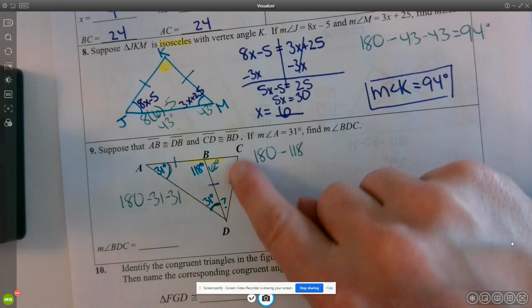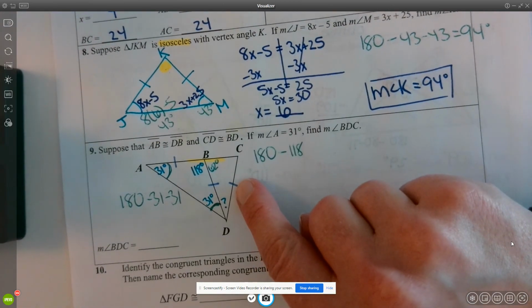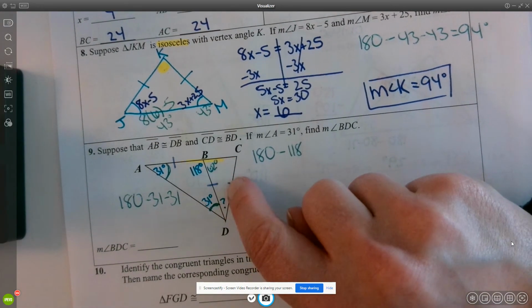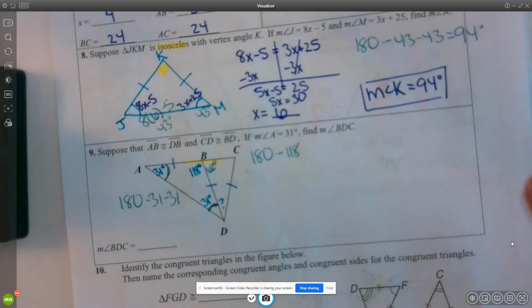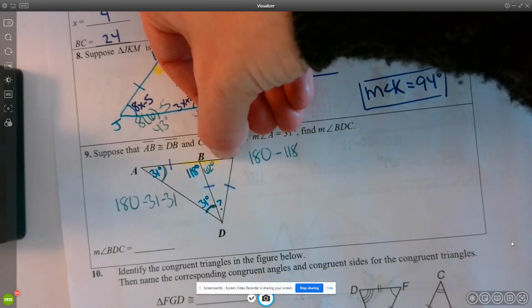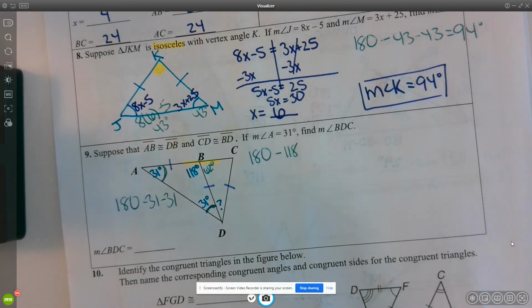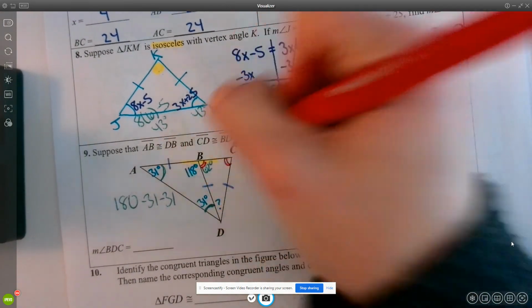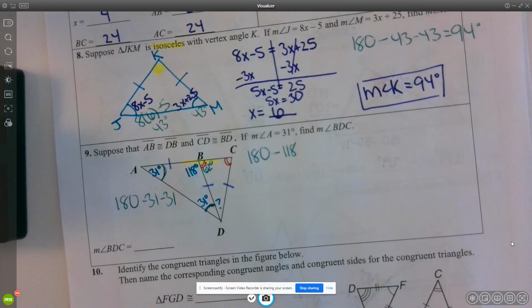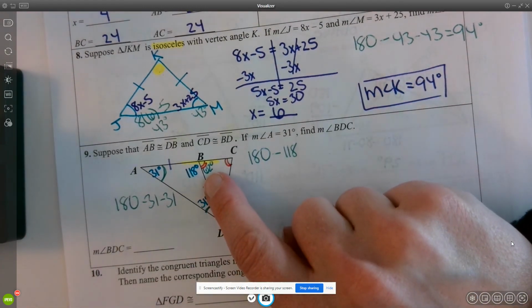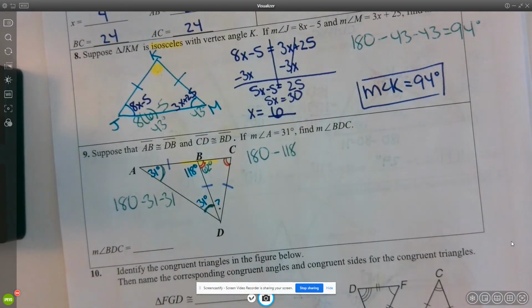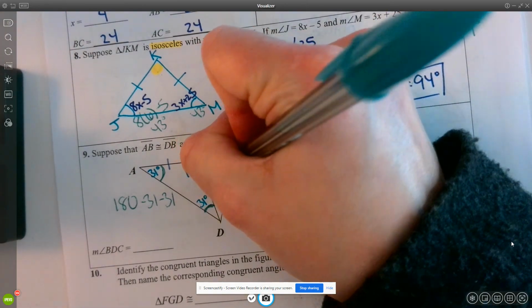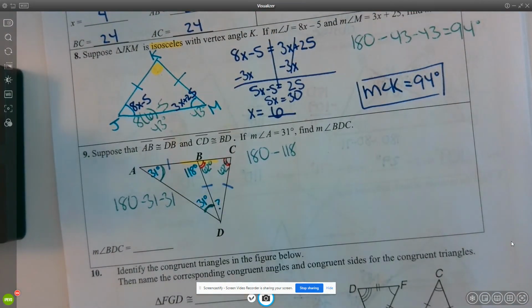So remember, this triangle is also isosceles. If these two sides are the congruent legs, this side is my base, which tells me that this angle and this angle are my congruent base angles. So if angle CBD has a measure of 62 degrees, angle C also has a measure of 62 degrees.